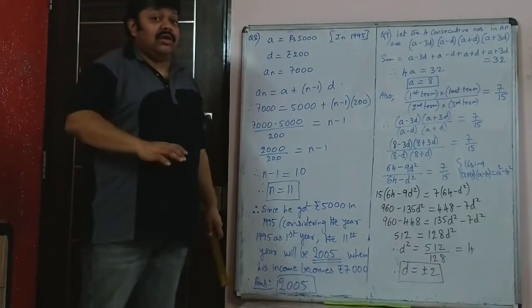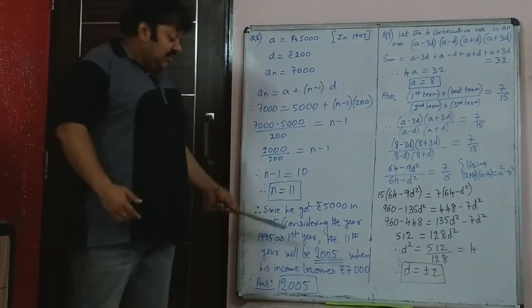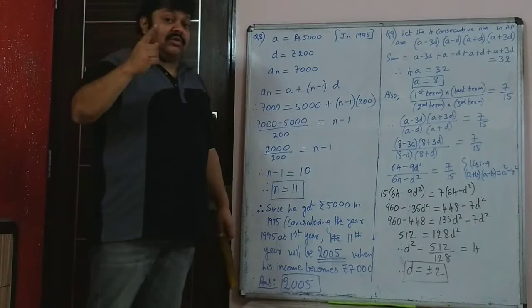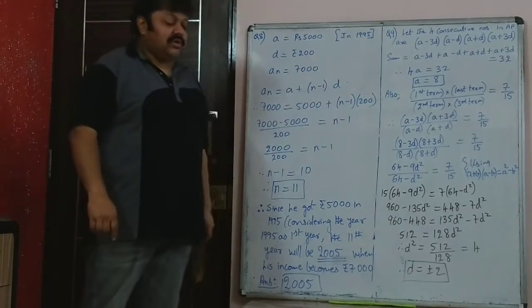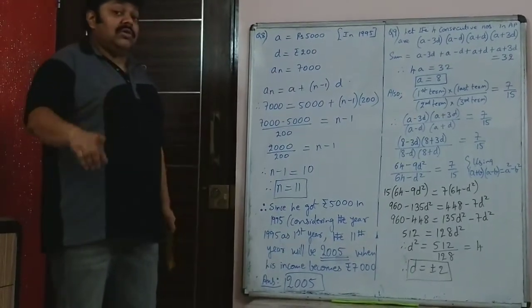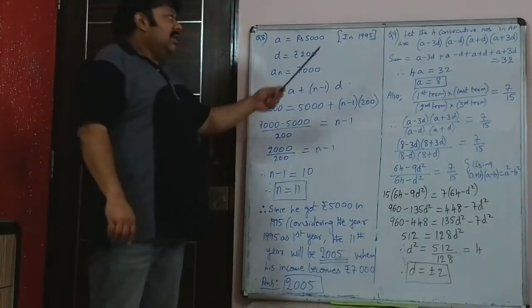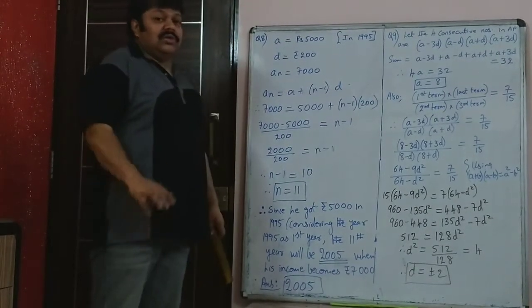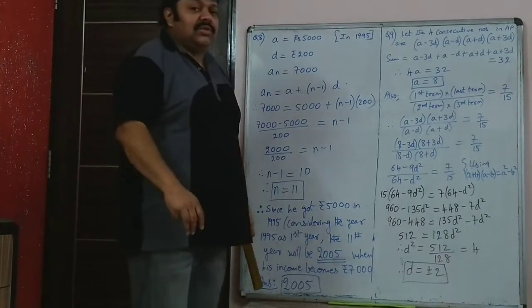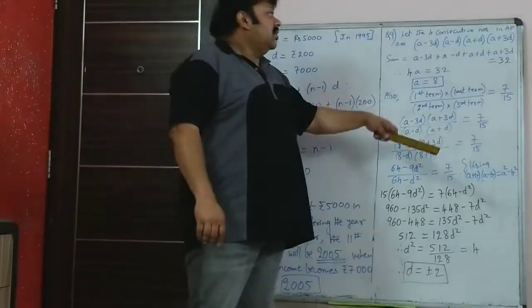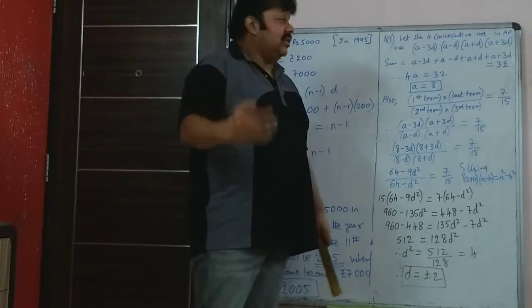He started in 1995. So the 11th year, if you consider 1995 as the first year, will be 2005 and not 2006. The 9th sum is quite similar to the 7th sum. In the 7th sum, there were 3 terms in AP. Now in the 9th sum, you are considering 4 terms in AP.